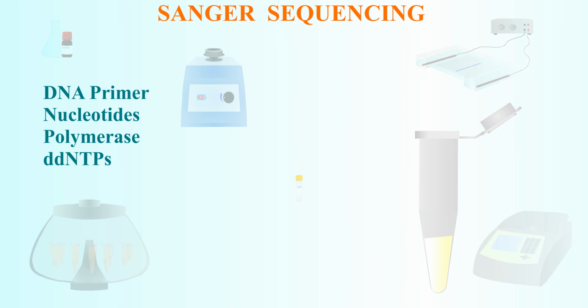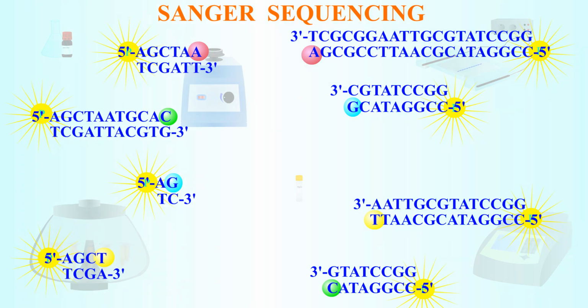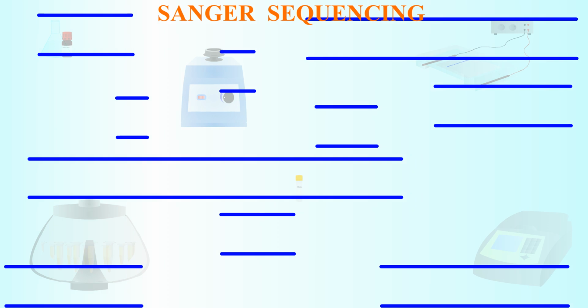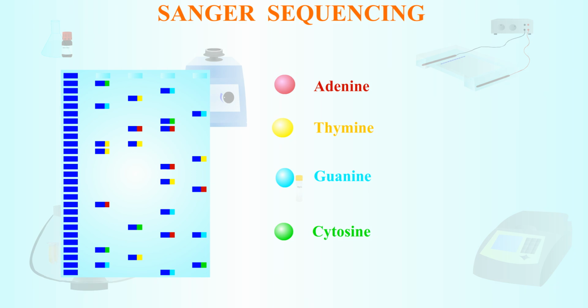The four ddNTPs of adenine, thymine, guanine, and cytosine, labeled with four distinct fluorescent dyes, are also added to the mixture. During sequencing, the ddNTPs will be incorporated randomly into the growing DNA chain, halting the synthesis and producing DNA of different lengths. The synthesized DNA is then denatured to single strands, and then separated by size with the help of agarose gel electrophoresis. The sequence of the nucleotides is determined by reading the color of ddNTPs present in the DNA fragment length order, from shortest to longest.